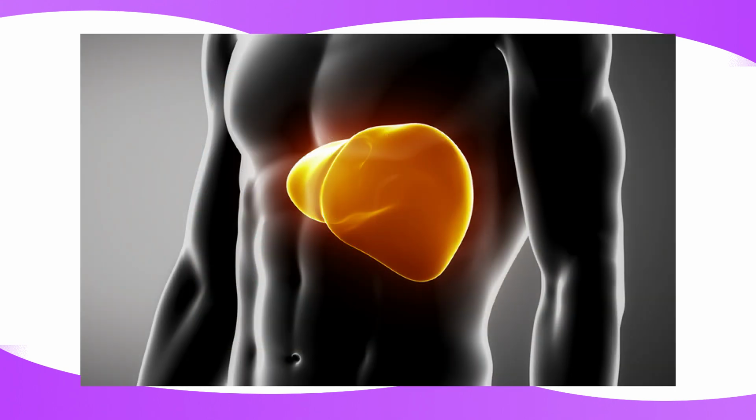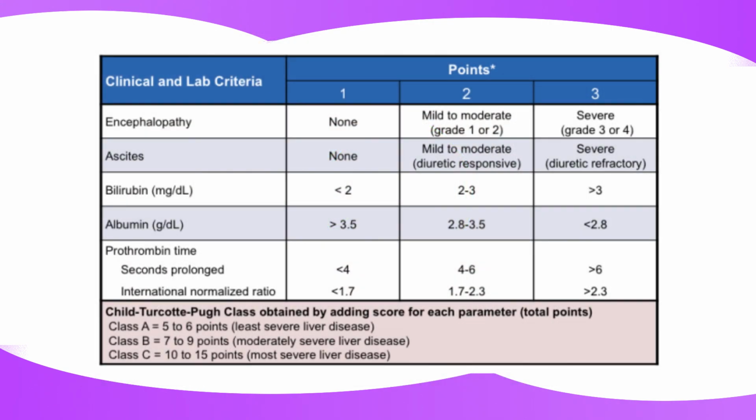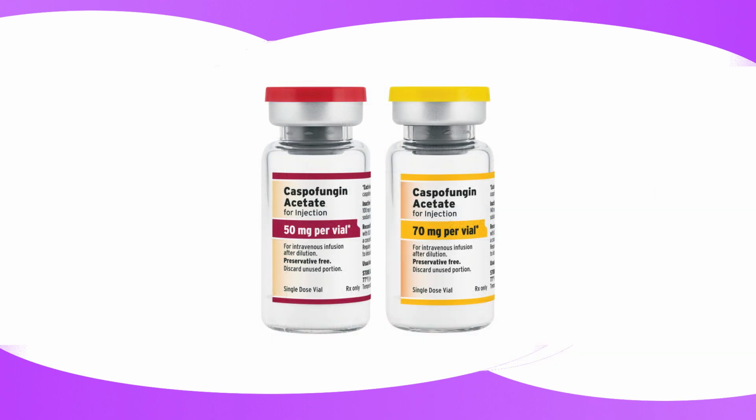Oh, also use caution in cases of hepatic impairment since a dosage reduction is required with moderate impairment. Check out that Child-Pugh score for liver function. In a hospital setting, caspofungin is usually seen in 50 mg and 70 mg vials.